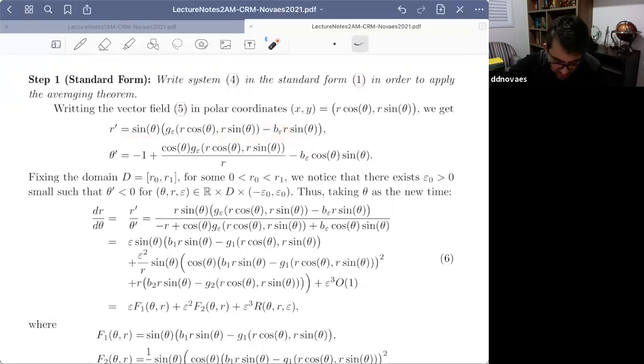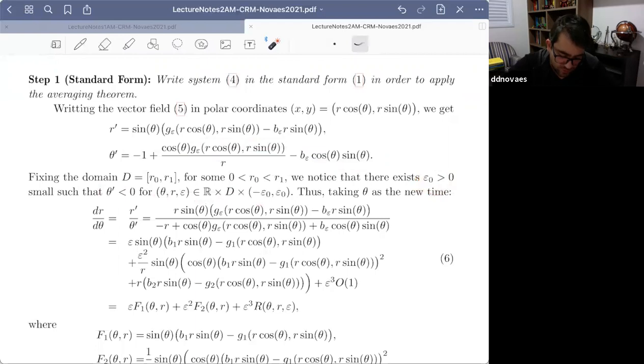So let's fix our domain. D is the interval (r0, r1), for some positive r0 and r1 strictly bigger than r0. And note that since it has -1 plus epsilon times something, there exists an epsilon 0 positive such that theta prime is negative for every point in our domain. So in particular, theta prime is distinct from 0.